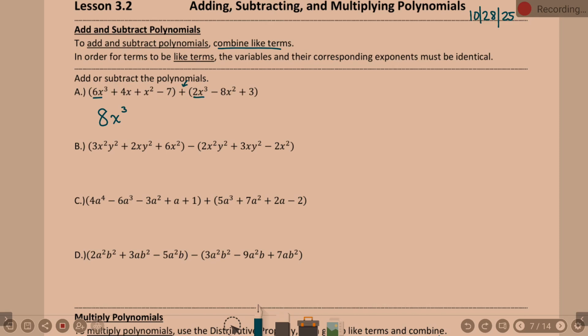What would be smart to put next? The x squares. You may or may not be required to put it in standard form. However, if you are, this is just getting yourself ready. X squared would come next in standard form. We've got a 1x squared plus a negative 8x squared. 1 plus negative 8 is negative 7x squared.